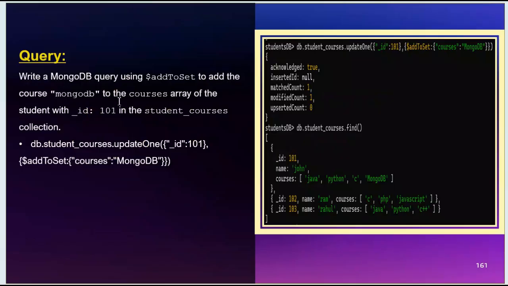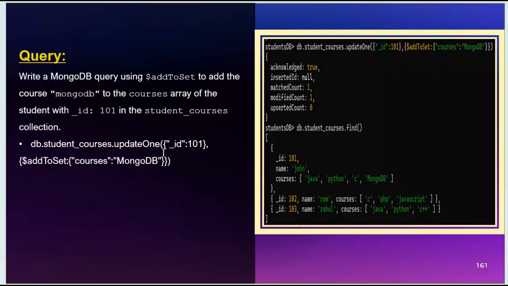So look at the query here. Write a MongoDB query using addToSet to add the course MongoDB to the courses array of the student with ID 101 in the studentcourses collection. So db.studentcourses is the collection name, and updateOne updates only one document. So here we are updating only one document, so you have to use updateOne.